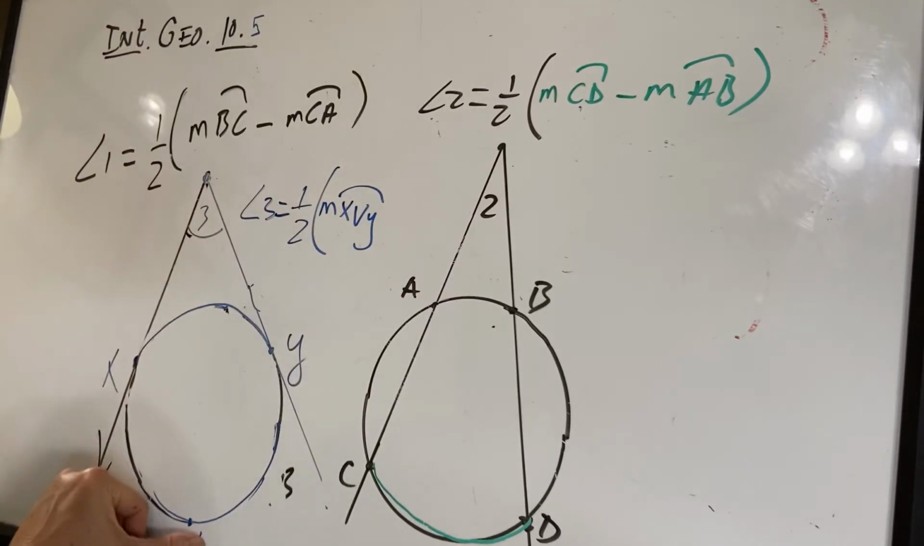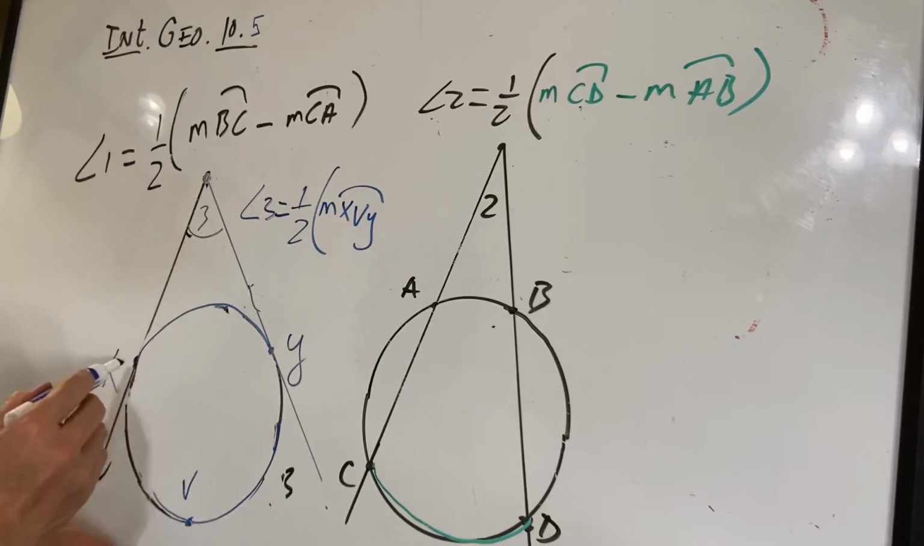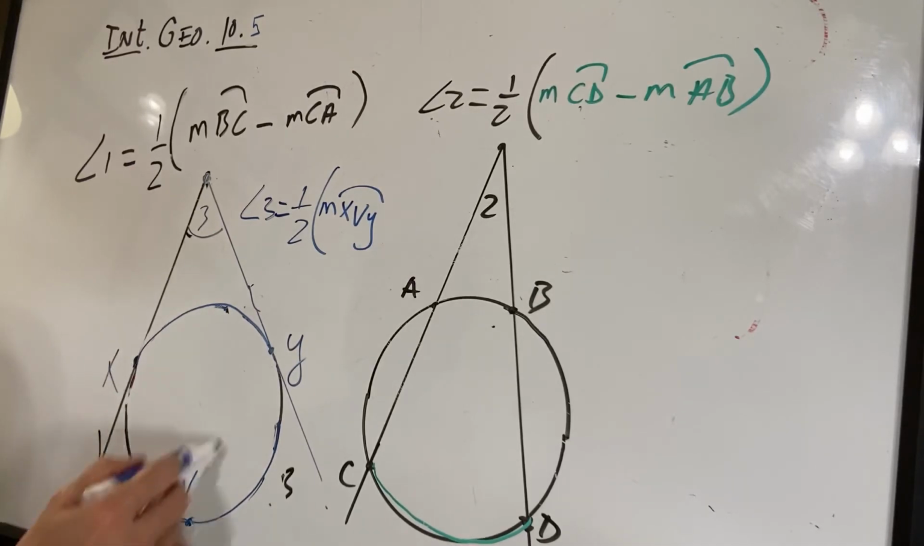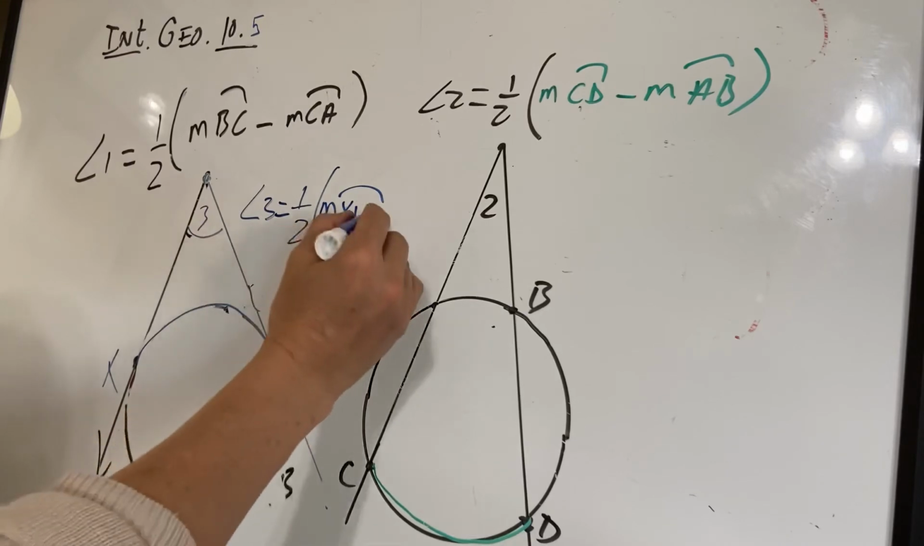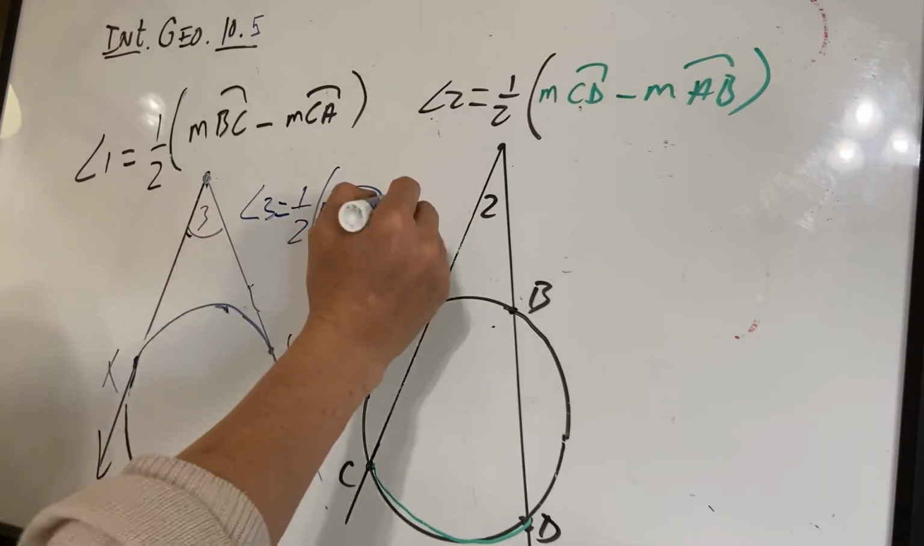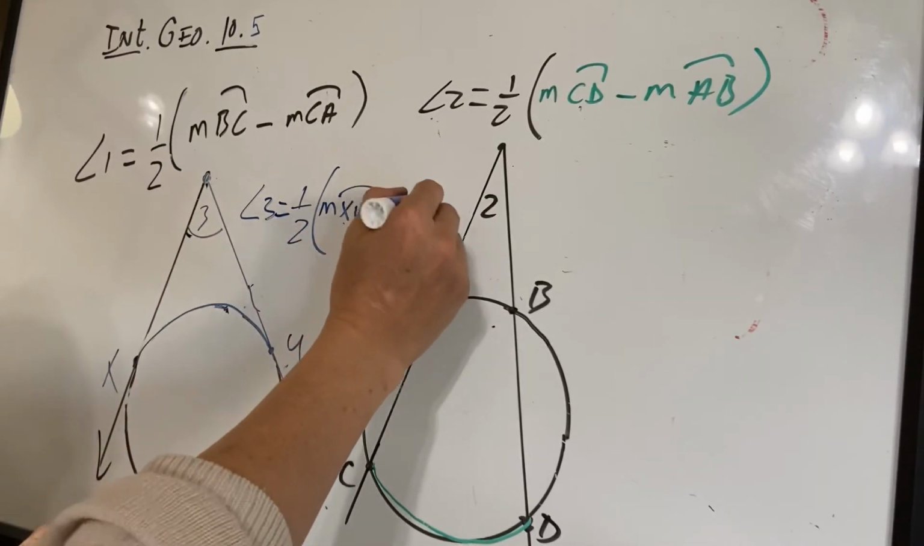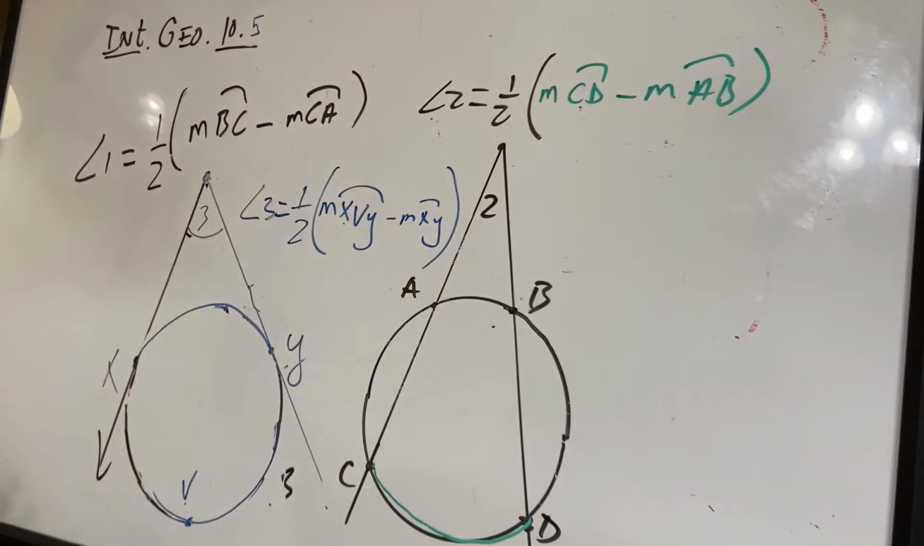So the major arc XVY minus the minor arc XY. There we go. Now, the task is done for you, 10.5. Okay, you see it? Pretty cool. And the application, guys, is example 3. Shall we do example 3 together? Okay, let's go. Example 3.